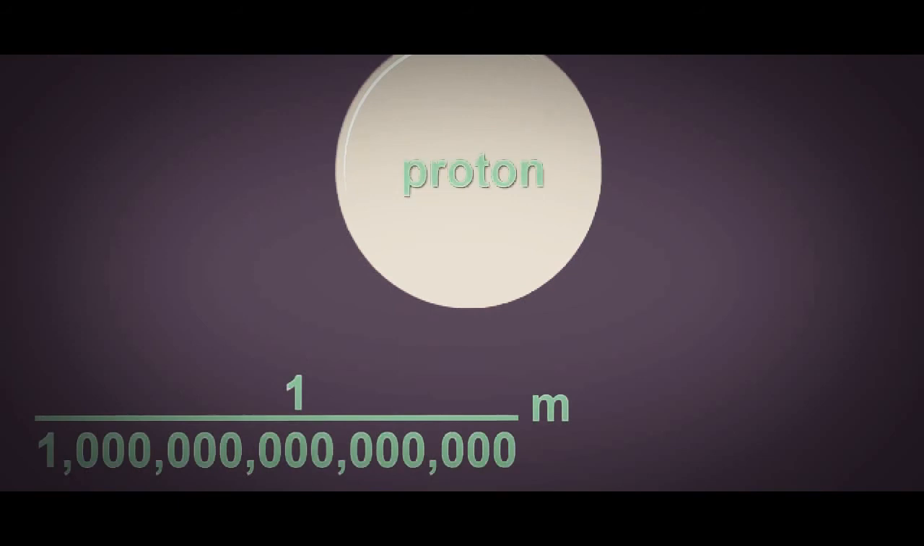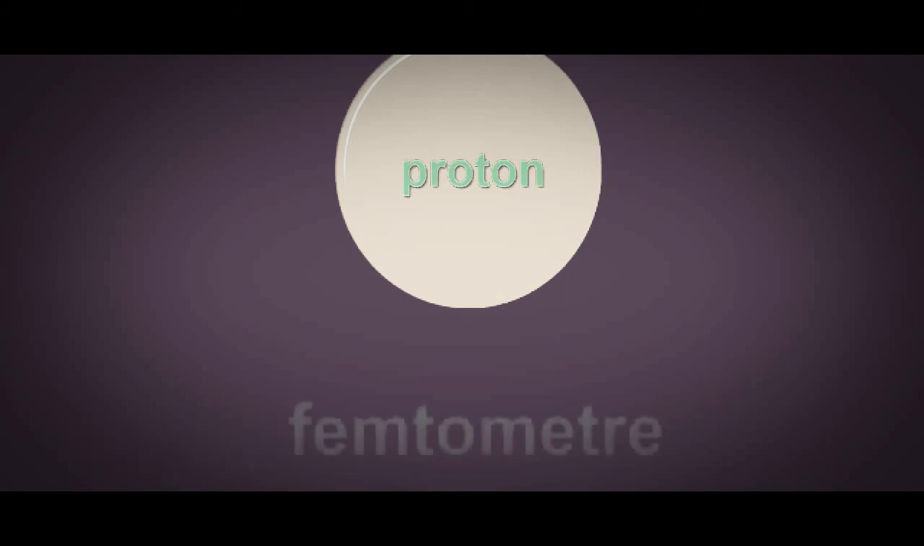That's with 15 zeros on the bottom line. 10 to the negative 15 of a metre. Protons and neutrons are a quadrillionth of a metre wide, also called a femtometre.